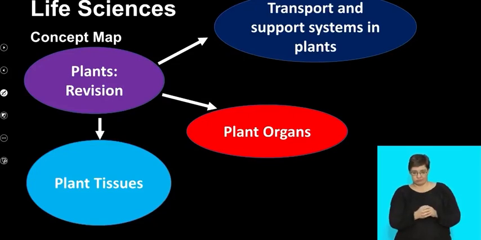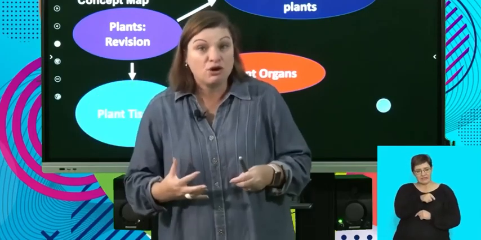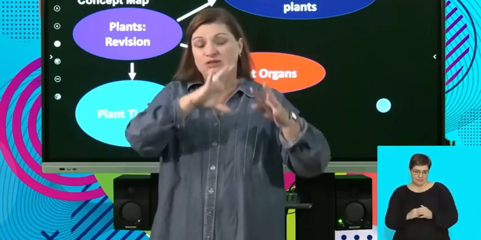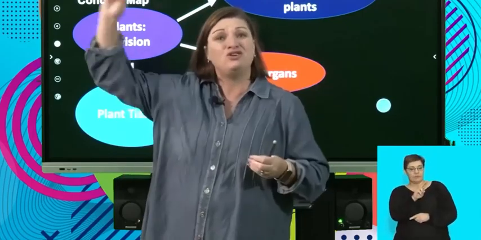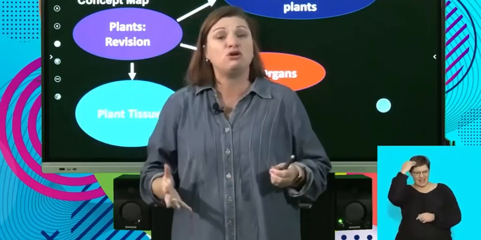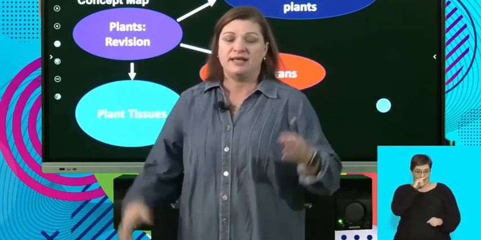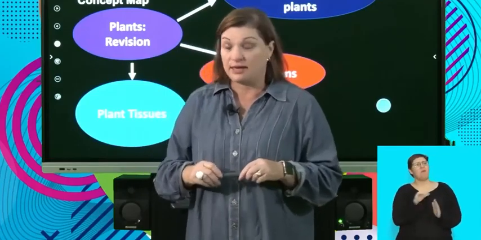You've got your plant tissues make up plant organs, right? And those plant organs bring in the transport system. The same as later when you looked at mammalian tissues, you're going to look at the heart and you're going to look at the skeleton, support and transport in humans. Guys, please, plants should not be forgotten. They play a very vital role in our ecosystem.